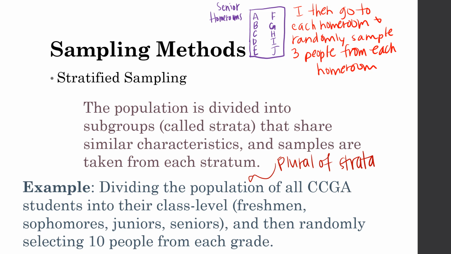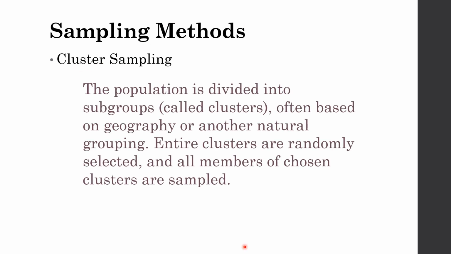All right, so let's look at cluster sampling, which, like I said, is very similar to stratified sampling, so I want you to notice the differences between the two. Cluster sampling is going to start off the same. You're going to divide your population into subgroups called clusters. Oftentimes, these clusters are based on geography, so think like maybe you split it up into all the counties in Georgia, or some other kind of natural grouping, like I'm about to show you. Then entire clusters are randomly selected, and all members of those chosen clusters are sampled. All right, so let's redo our last example. We've got our senior homerooms at Brunswick High.